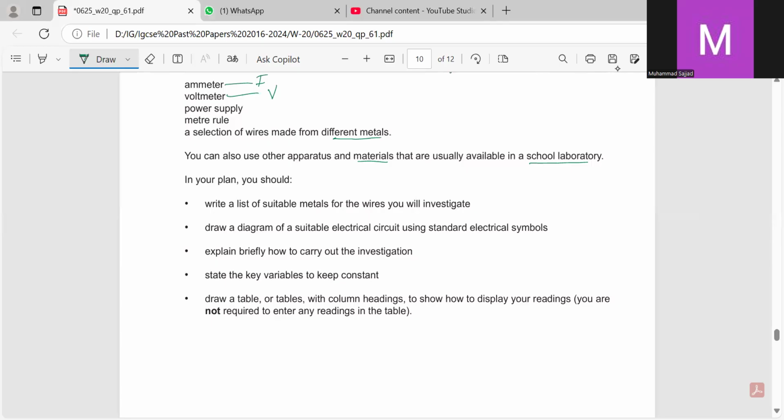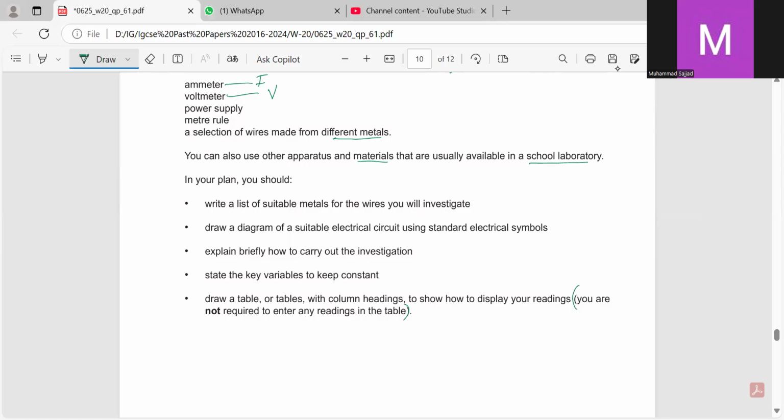You are not required to enter any readings in the table. Please don't. You are not performing the experiment during the exam, so you have to just explain this plan theoretically, orally, not with numerical data.